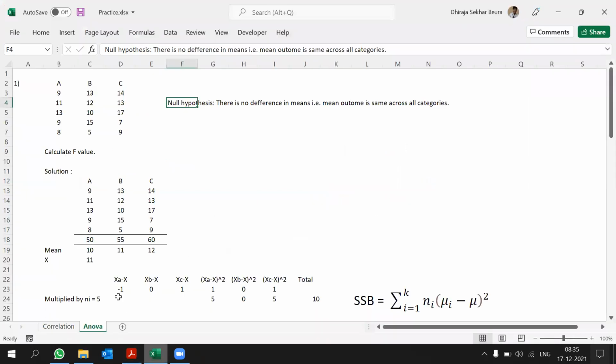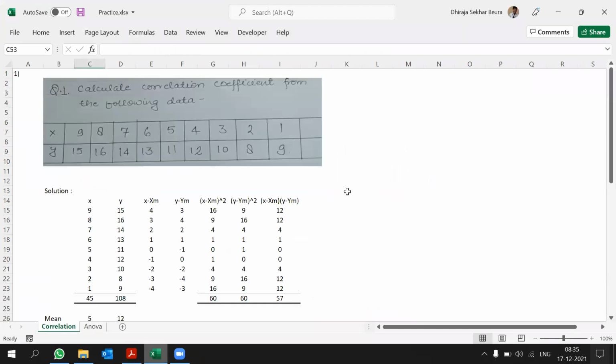Suppose we have this question. Calculate the correlation coefficient from the following data x and y, and there is a series given: 9, 8, 7, 6, 5, 4, 3, 2, 1 and 15, 16, 14 and so on and so forth. What we need to calculate is whether these two series are related to each other. What do we mean by that? When x increases, does y increase? When x decreases, does y decrease, or is there no relation at all? And if the relation is there, how strong is it, right? So that's what we decide when we are talking about correlation.